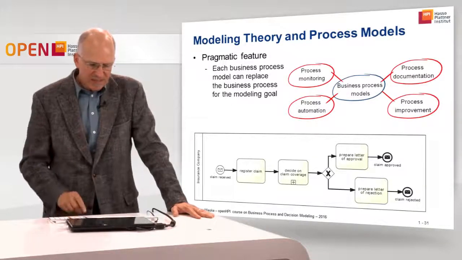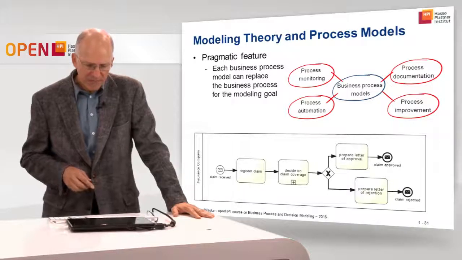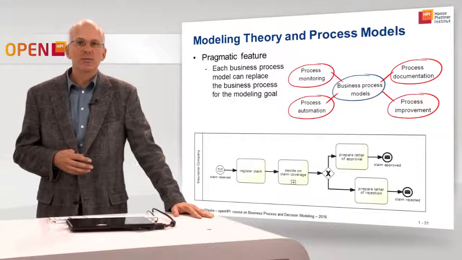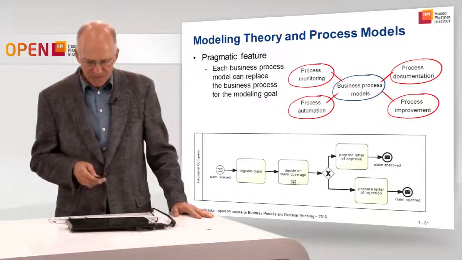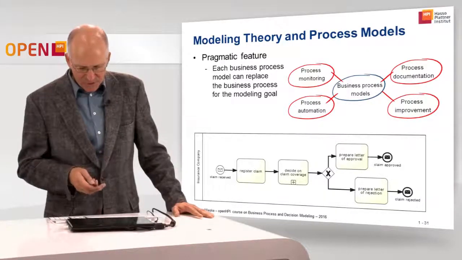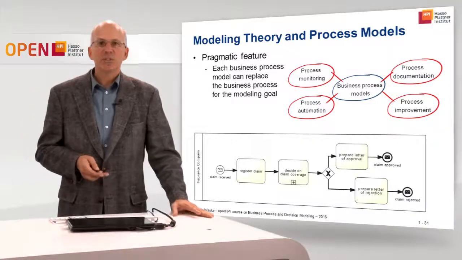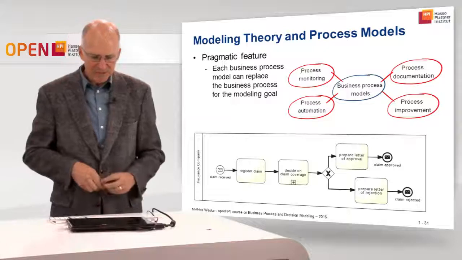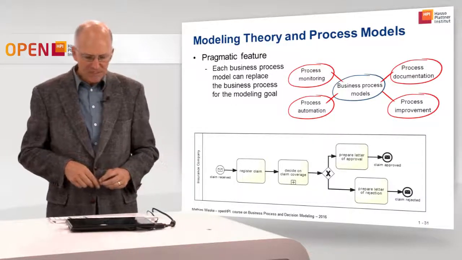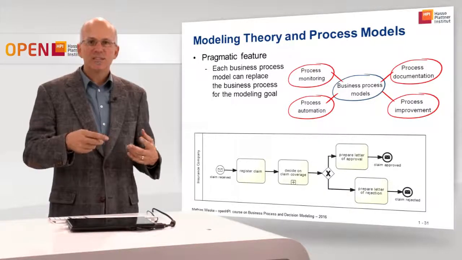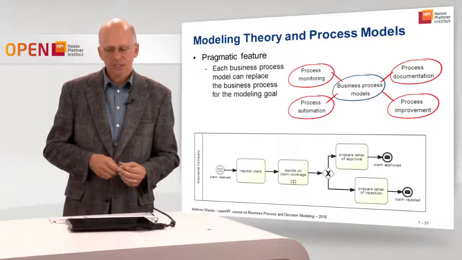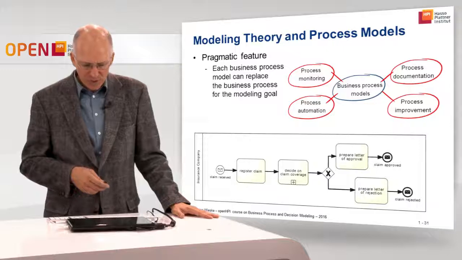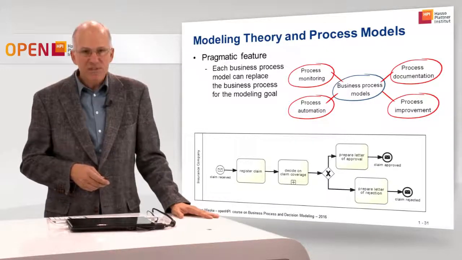We can discuss the pragmatic feature also in the context of the different activities we do in a process management project, that is process documentation. People working on process documentation need this process model to take a look at it, to discuss it, to improve it, and so the model replaces the original for the purpose of documentation. The model can replace the original also for the goal of process improvement.